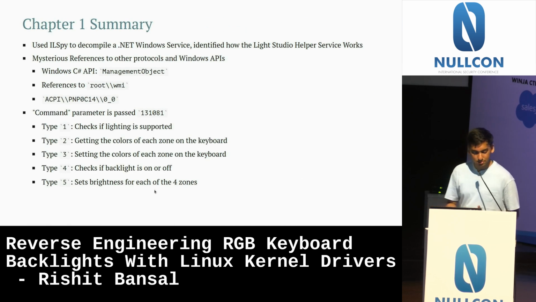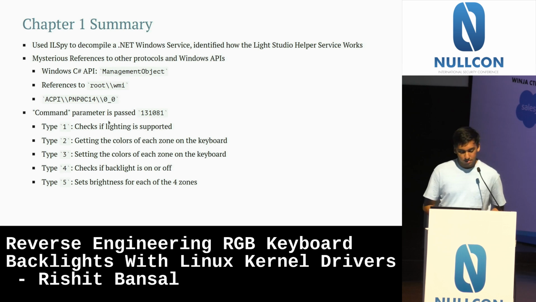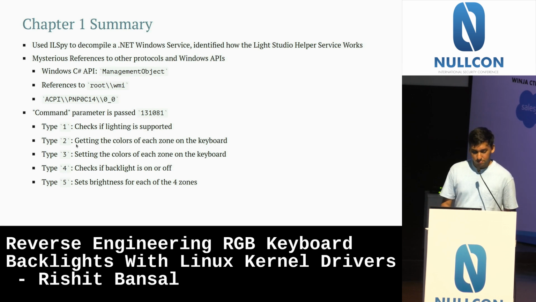To summarize, we used ILSpy to reverse engineer the .NET Windows service, and we figured out how this Light Studio Helper service works to a certain extent. We found these mysterious references to Windows APIs. There was a management object, there was ACPI something, right? And there were constant integers in the code which signified what operation you're doing on the backlight, for example, check if the backlight is on or off, etc.